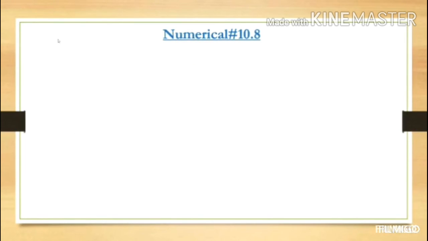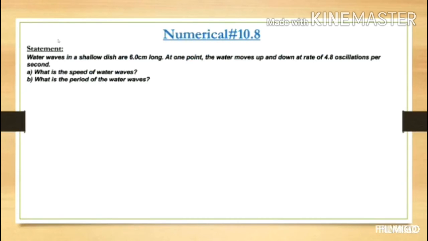10.8. The statement of this numerical is water waves in a shallow dish are 6 cm long. At one point the water moves up and down at rate of 4.8 oscillations per second. We have to find number 1 what is the speed of water waves, and number 2 what is the period of the water waves.